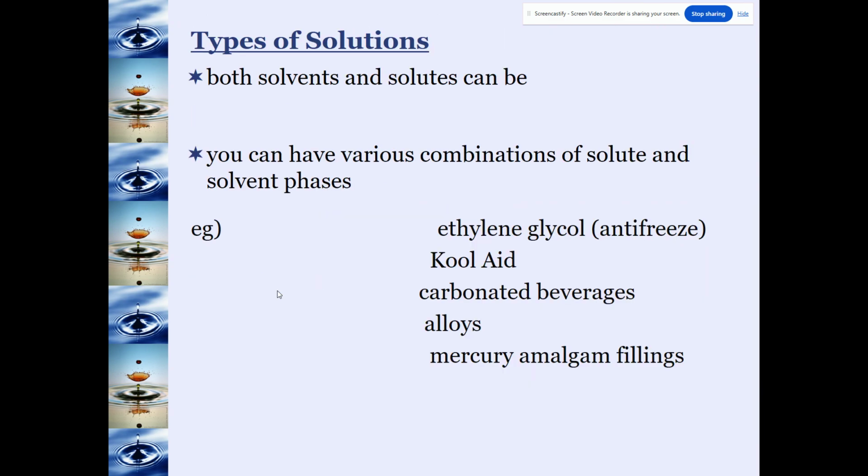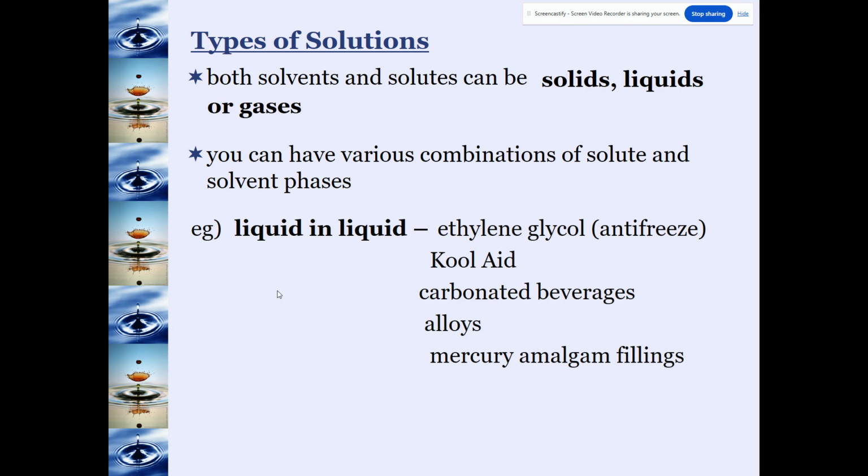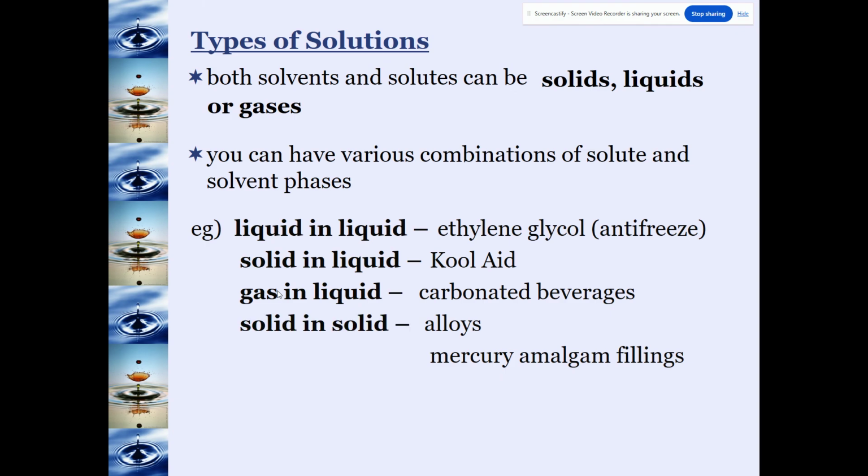Now, what kind of solutions can we have? So as I mentioned, it doesn't always have to be a solid like salt dissolved in a liquid like water. That's one of our most common solutions, but it could be a solid, liquid, or gas in various different phases. So I could have a liquid in a liquid, which is what antifreeze is made out of. I can have a solid in a liquid, like Kool-Aid. I can have gas in a liquid, which is carbonated beverages, where we dissolve carbon dioxide in a liquid. A solid in a solid, which is how we make metal alloys. We obviously melt the metals first so that they can mix together, but then they resolidify.